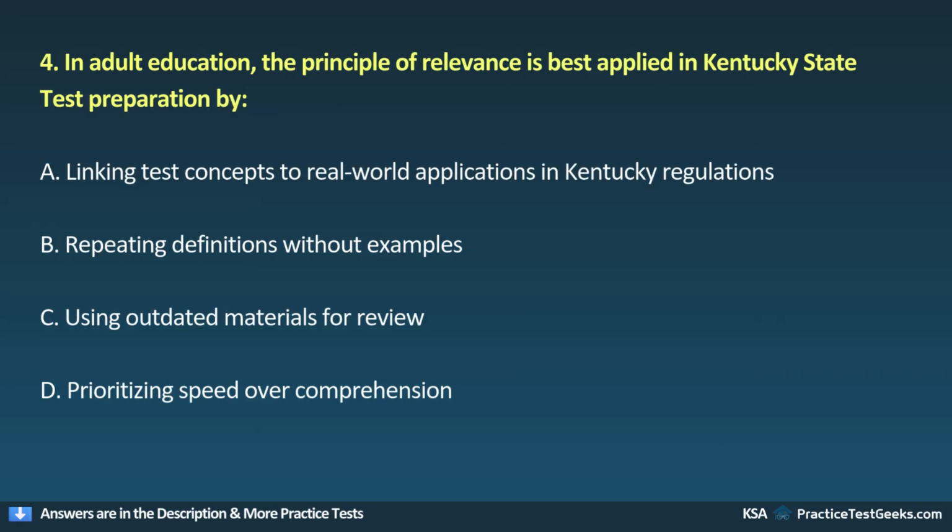4. In adult education, the principle of relevance is best applied in Kentucky State test preparation by: A. Linking test concepts to real-world applications in Kentucky regulations. B. Repeating definitions without examples. C. Using outdated materials for review. D. Prioritizing speed over comprehension.